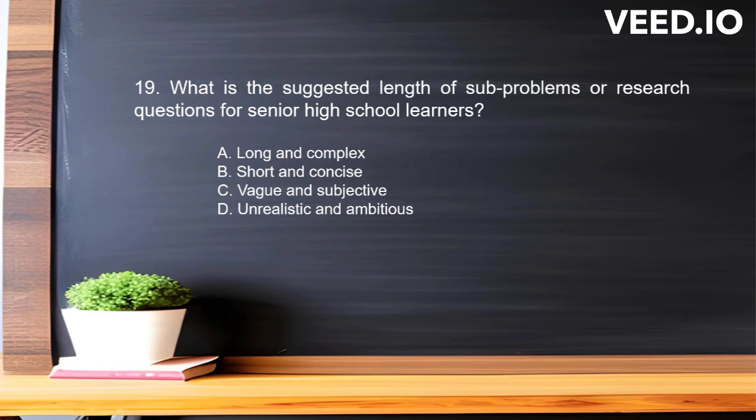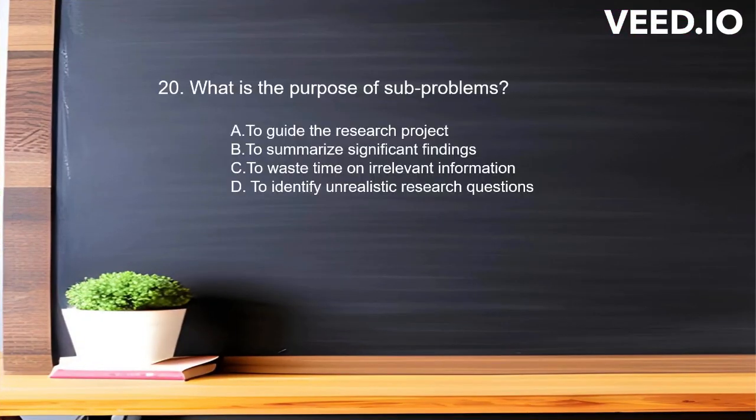19. What is the suggested length of subproblems or research questions for senior high school learners? A. Long and complex. B. Short and concise. C. Vague and subjective. D. Unrealistic and ambitious. The answer is B. Short and concise. 20. What is the purpose of subproblems?